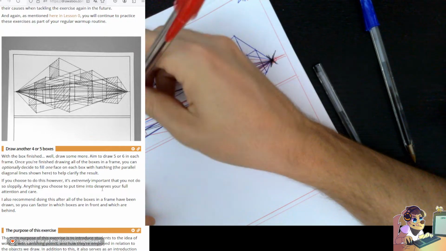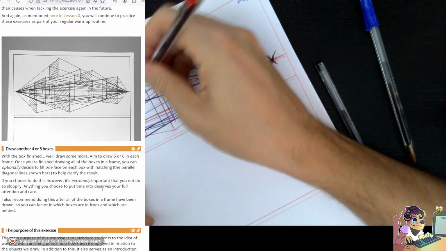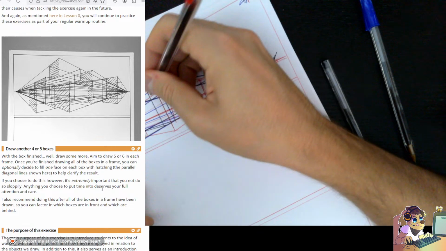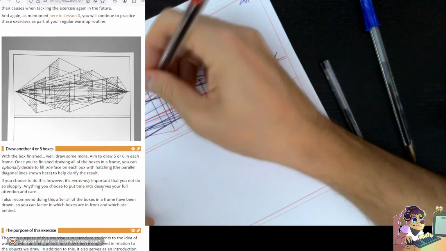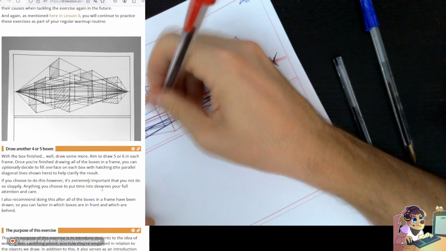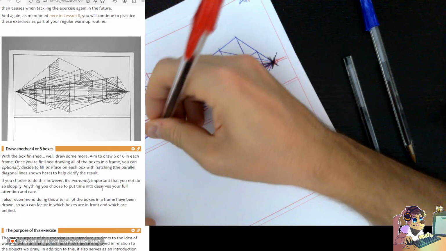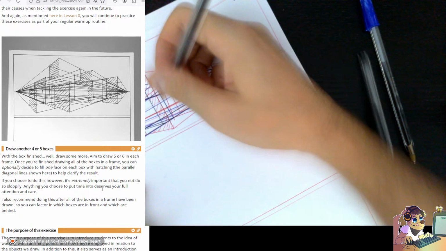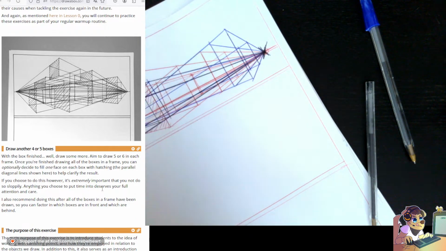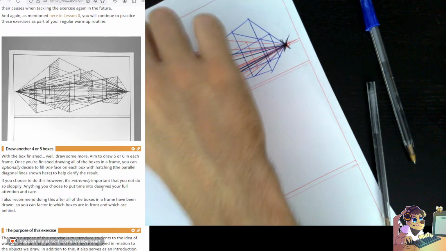Oh, so I should maybe not have shaded that in because that other box is in front of it. No, I understand what he meant. I shouldn't have shaded this box in because in actuality you can't see that box, because this box is so big. And then this box is in front of that box there.